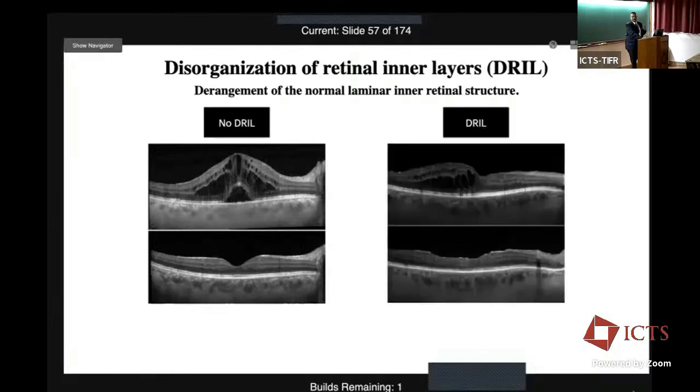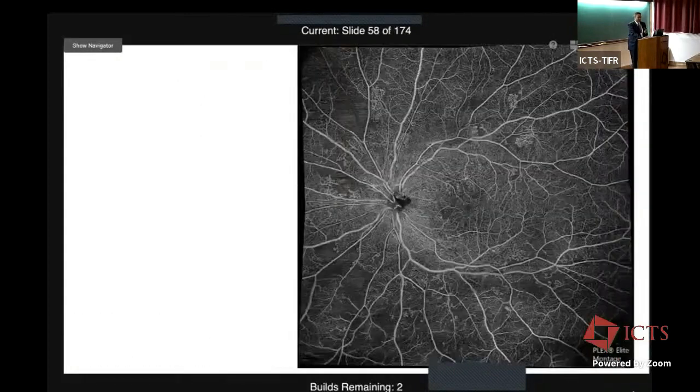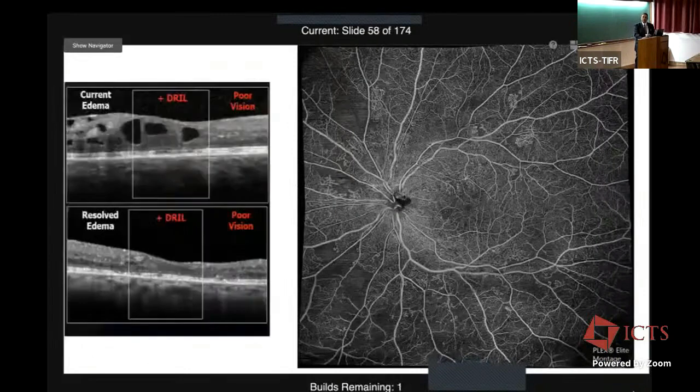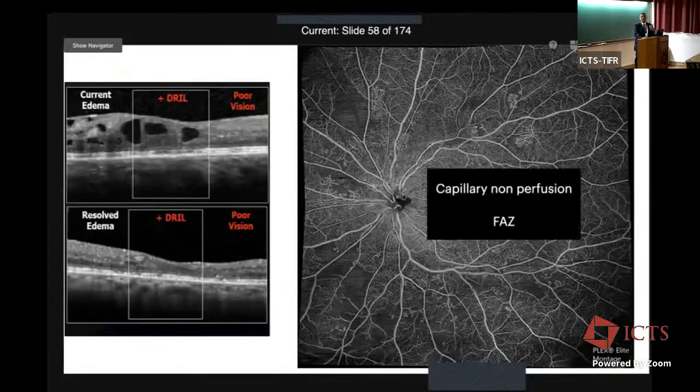So a person who has DRIL, you give anti-VEGFs, the edema will reduce. Anti-VEGFs are anti vascular endothelial growth factor, and they reduce the swelling. However, the visual outcome will be poor. We have, again, OCTA, which is correlating with ischemia. So we know that in patients who have DRIL, the blood circulation to the central part is poor.